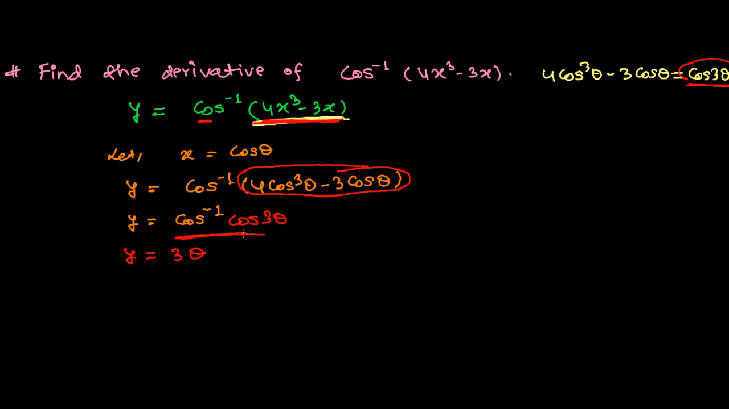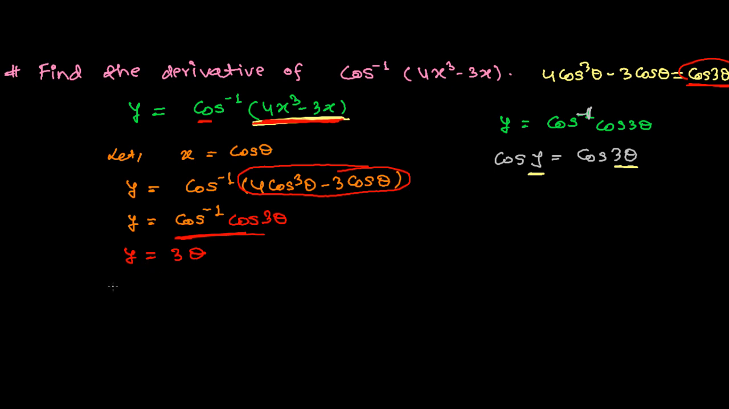You might be confused how it came. Let me tell you here. If I have y equals cos inverse of cos 3 theta, then it becomes very simple. Since it is cos inverse, it can go to the left hand side, so it will be cos y equals cos 3 theta. So both sides we have cos, so that's why we can say y is equal to 3 theta.